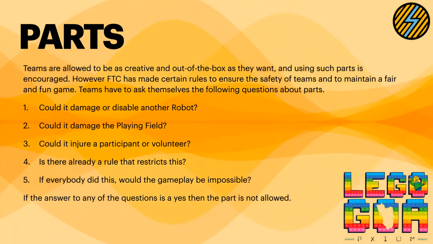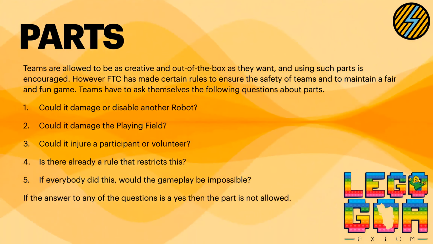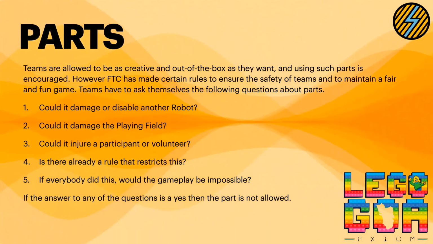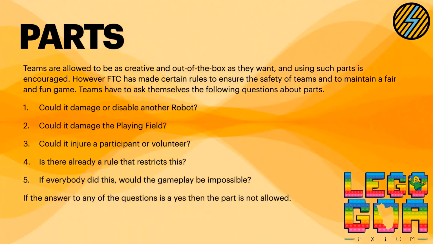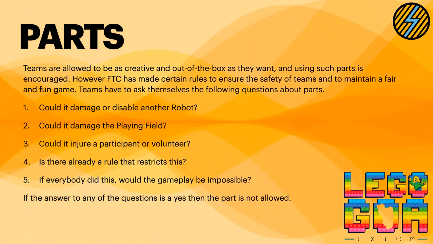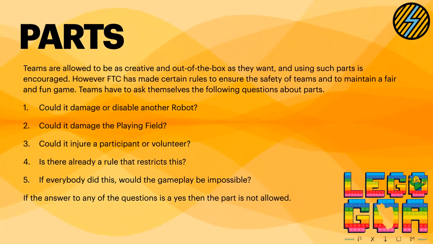For ensuring the safety of other people and to maintain the atmosphere of the game, FTC has requested us to question each part. So you have to ask if the part could damage or disable another robot. Then it won't be allowed, if it can. If it could damage the playing field, it's not allowed. This is like spikes that go into the playing field or something. If it can injure a volunteer or participant, then always not allowed. If there's already a rule which restricts it, then it's not allowed.